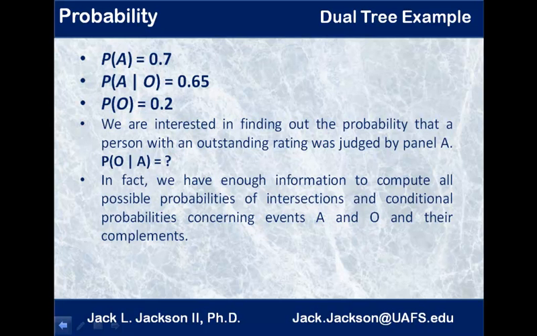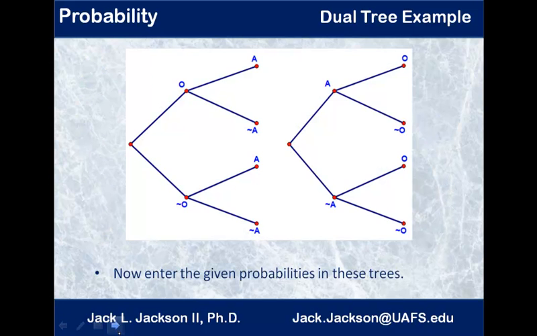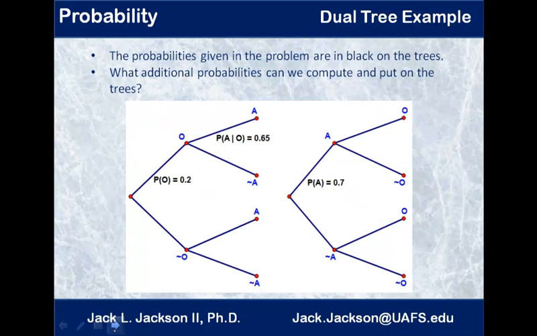Okay, now that we're back, we want to put these three things into our tree. Where do they go? Well, here's where they go. This probability of O is the first branch here. Probability of A is the first branch on the right tree. This conditional probability of A given O is where we have A after O in our tree, and that's the top branch on the right there of the second stage.